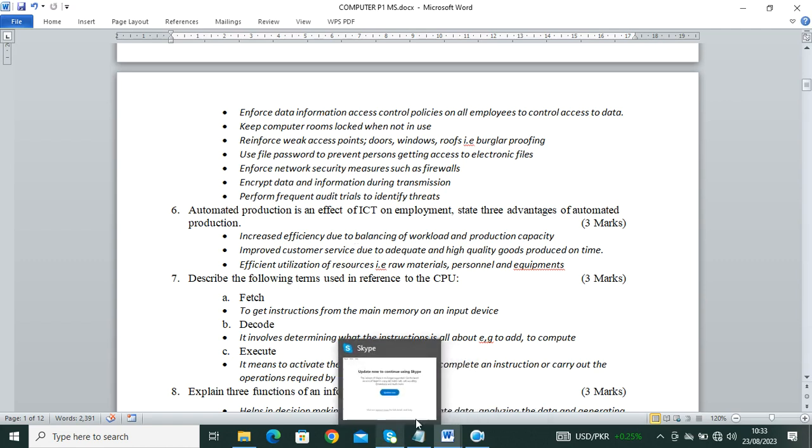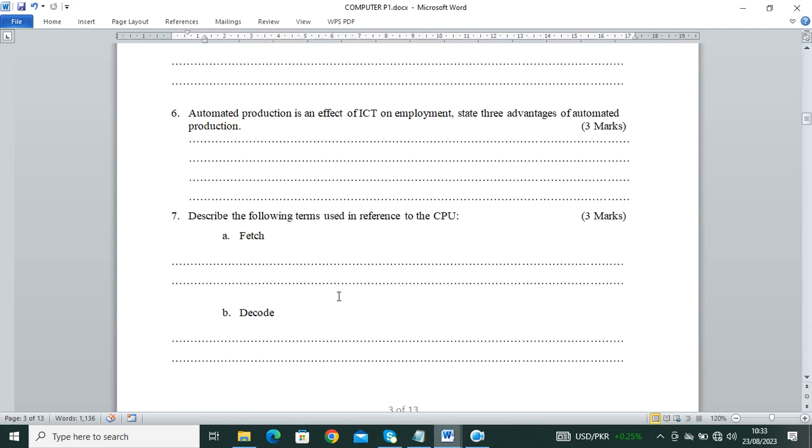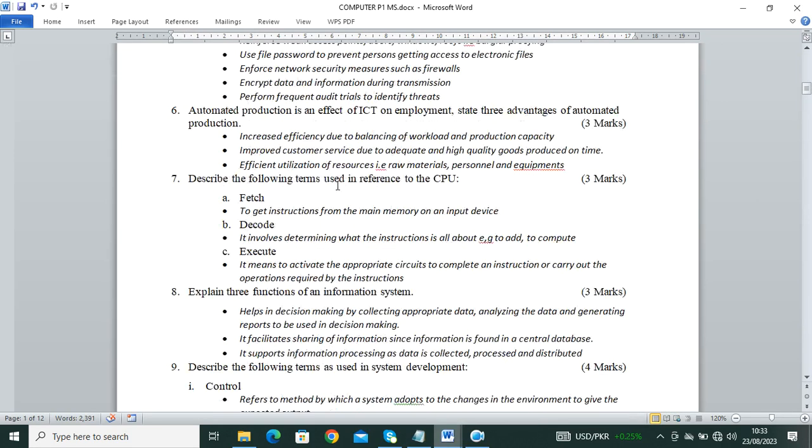Then we have question number 6. Question number 6, guys. Automated production is an effect of ICT on employment. State 3 advantages of automated production. Guys, this is a topic in Form 4 that is application areas of ICT or effects of ICT. So, automated production is an effect of ICT on employment. State 3 advantages. Let's go to that question straight away.